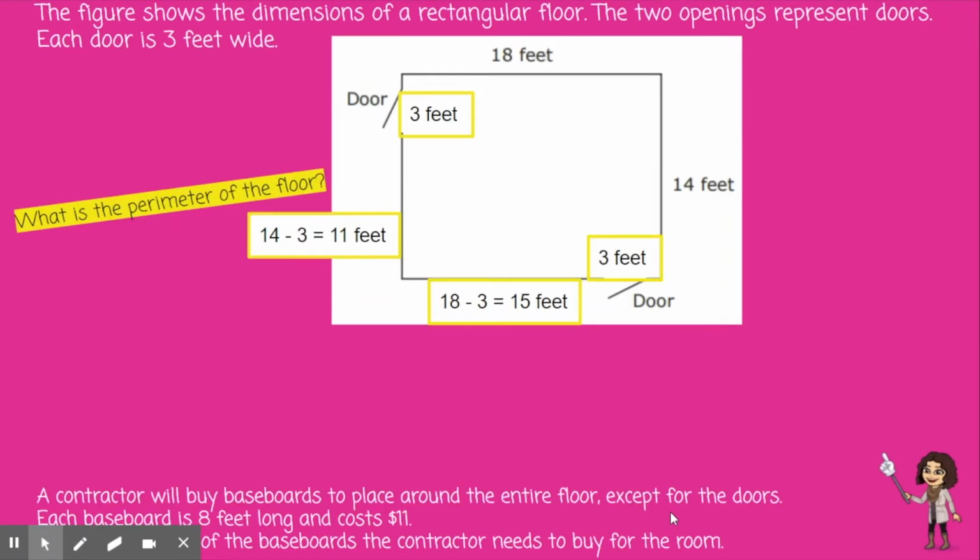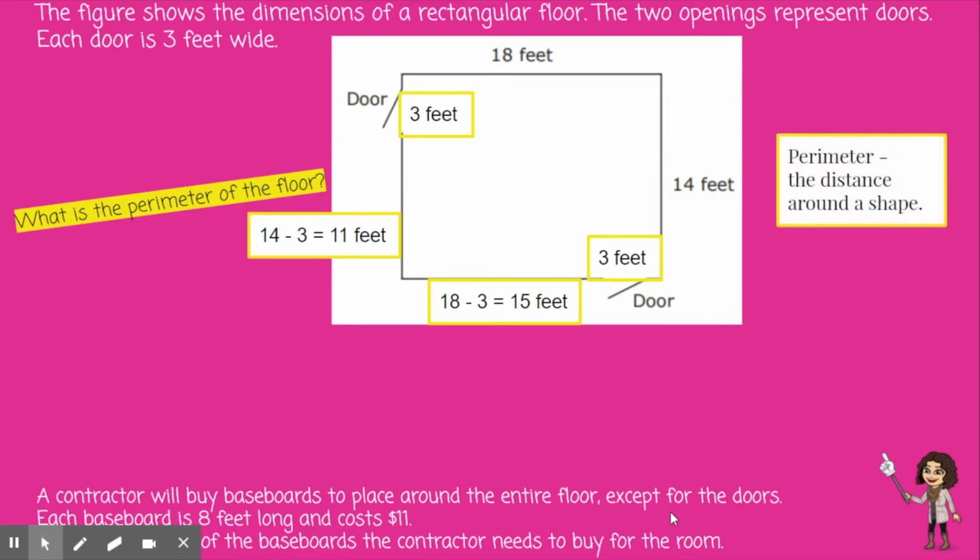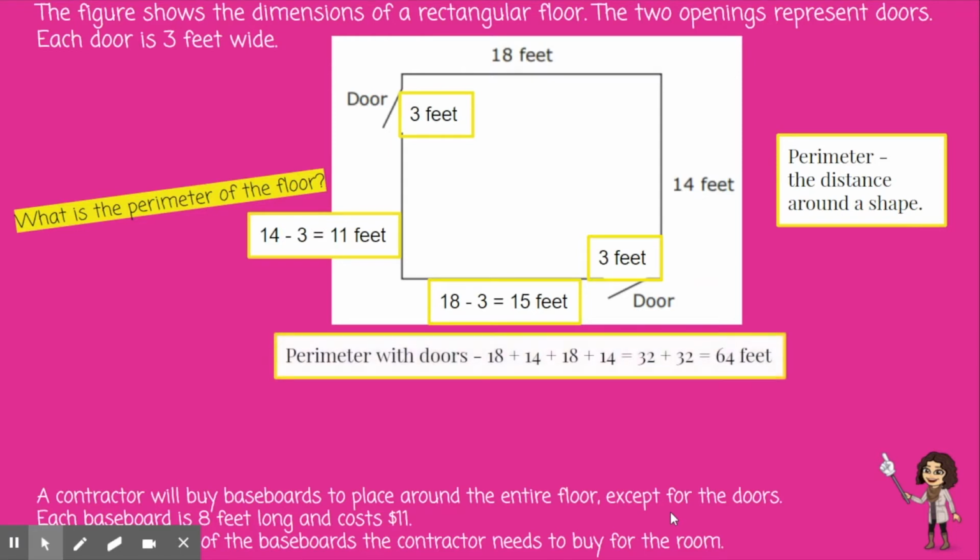Next, we want to think about perimeter of the floor. Because we heard the contractor is buying baseboards to go around the entire floor, I know that perimeter is the distance around a shape. So in order to find perimeter, we want to add all the different sides around a shape. So let's do that. Let's first figure it out. We can think about the perimeter with the doors, if we didn't need to think about the doors. So we would add the sides, 18 feet plus 14 feet plus 18 feet plus 14 feet.